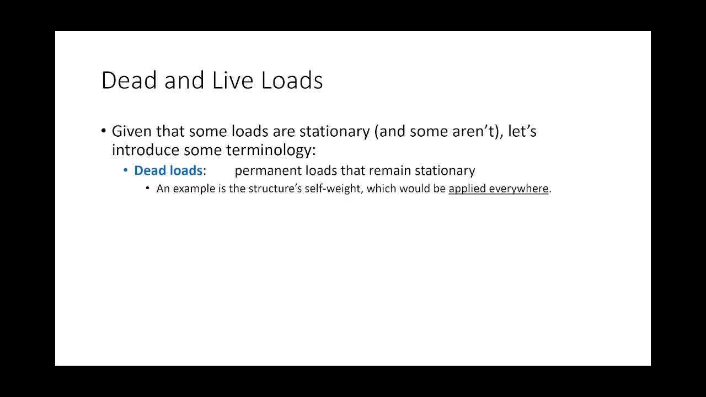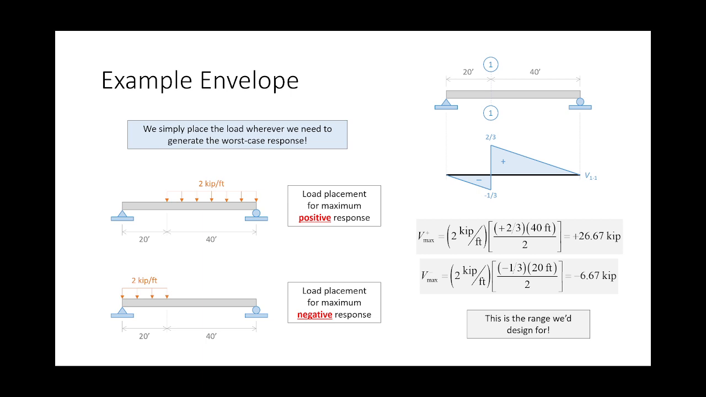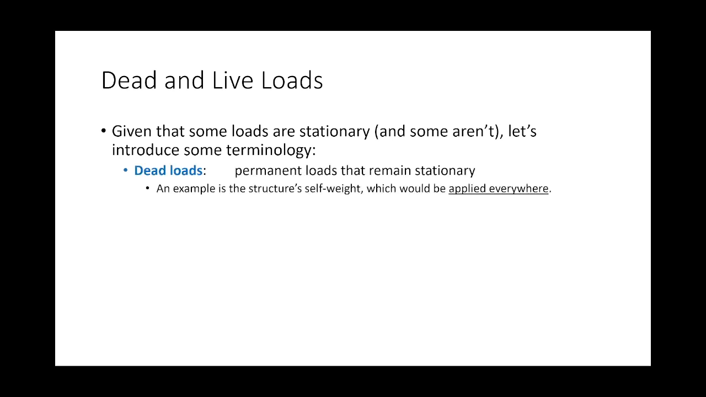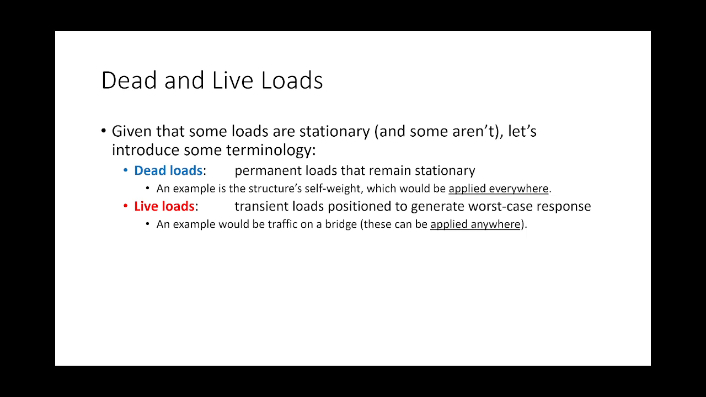If you have a beam that's a W24 by 76, that beam weighs 76 pounds per foot, and that 76 pounds per foot is along the entire beam. So an example of a dead load would be the self-weight, which is applied everywhere. If I wanted to deal with dead loads, I would not say the dead load acts just here or just here. The dead load acts everywhere. So I would take 2 kips per foot times the sum of this positive area and this negative area, because it's everywhere. Dead loads are applied everywhere. Live loads are applied anywhere.